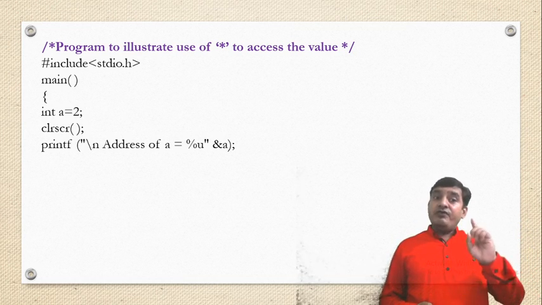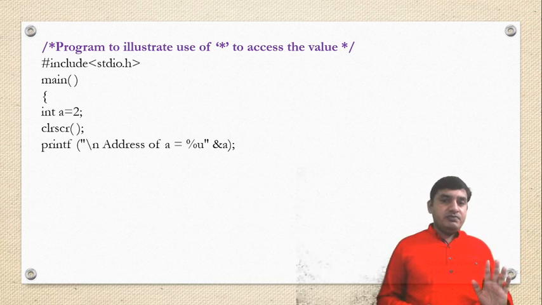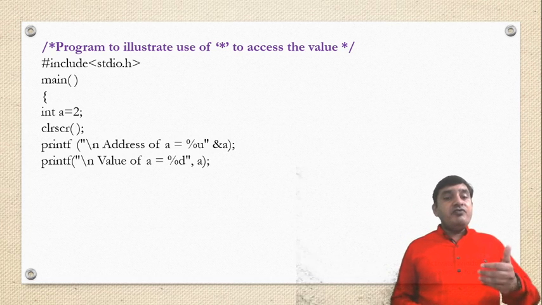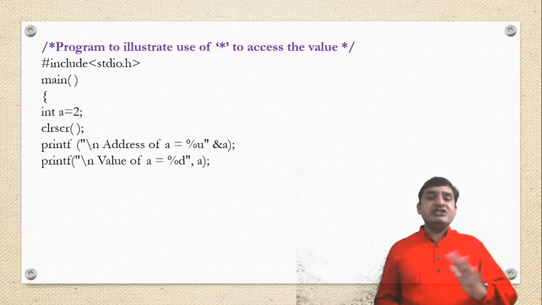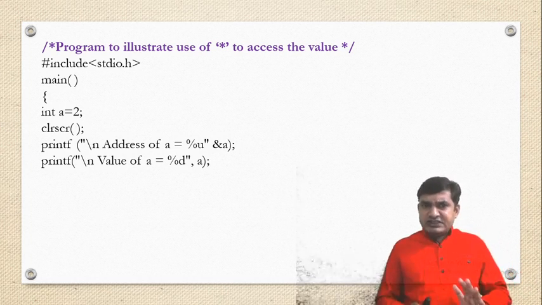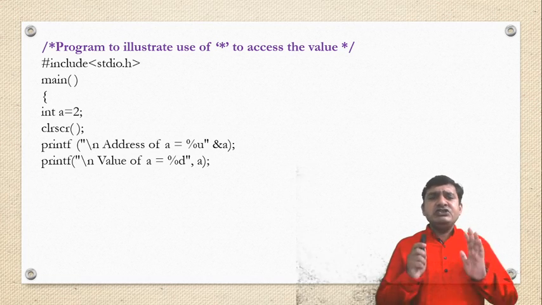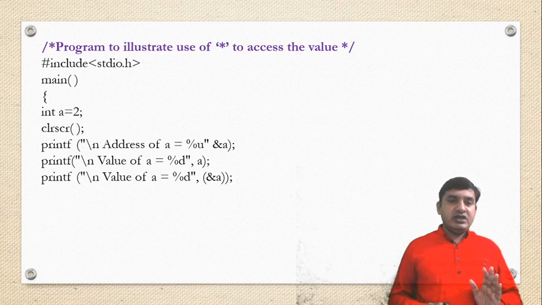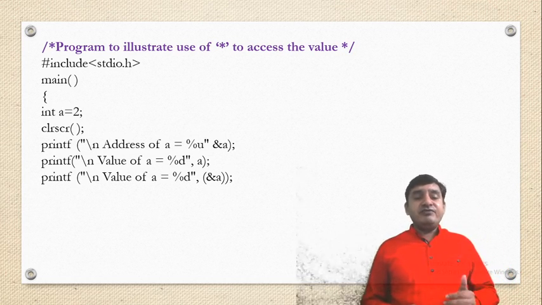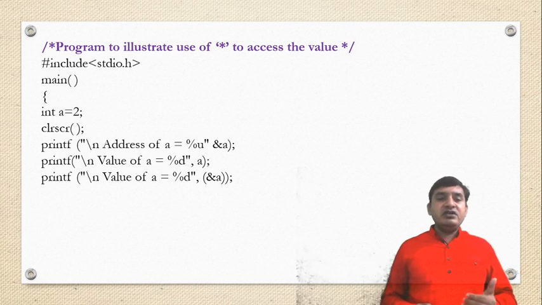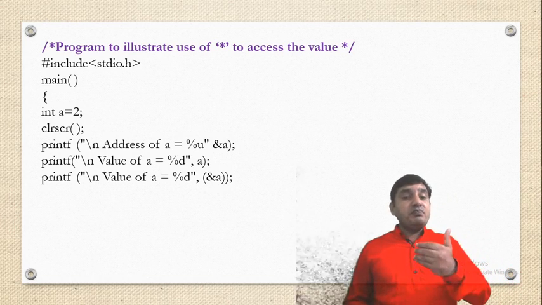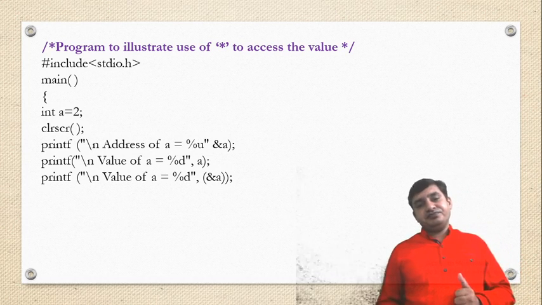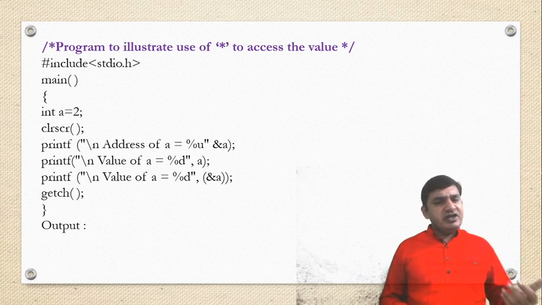Value of a is 2. The address is different. Now value of a is equal to %d, which is integer, and a. This printf function is used to display the value of a. Now printf with \n is used for new line. Value of a is equal to %d and a. Then getch, very simple.